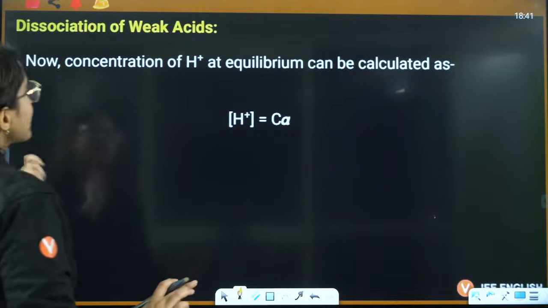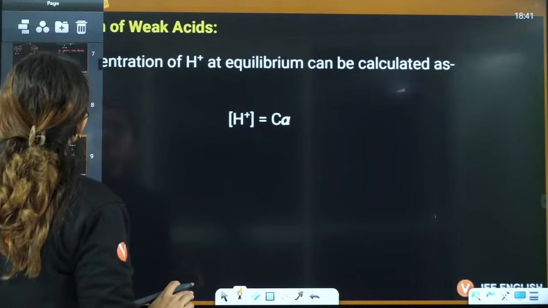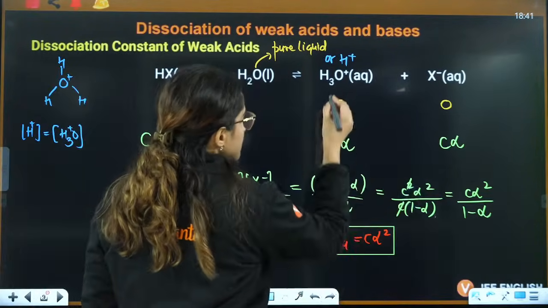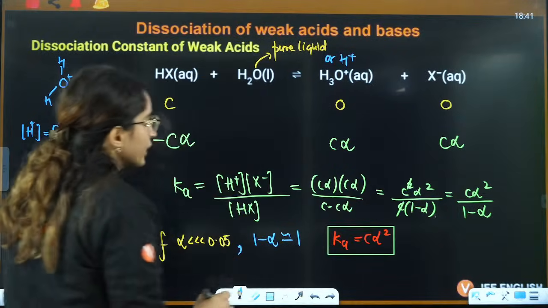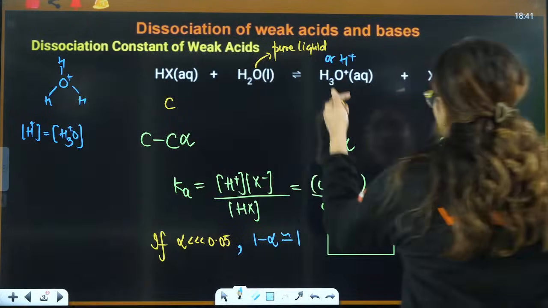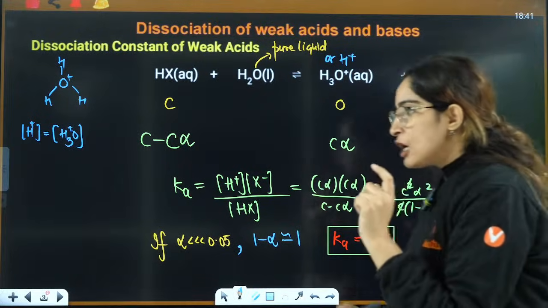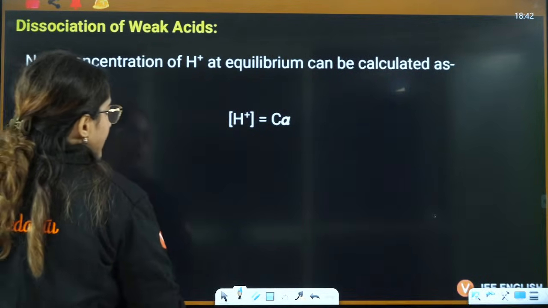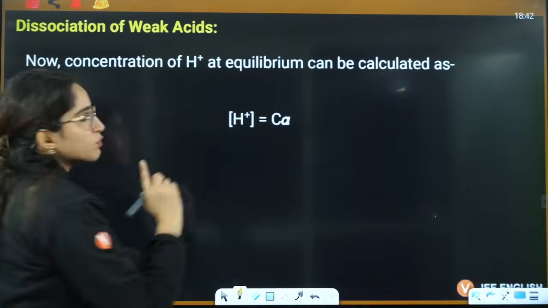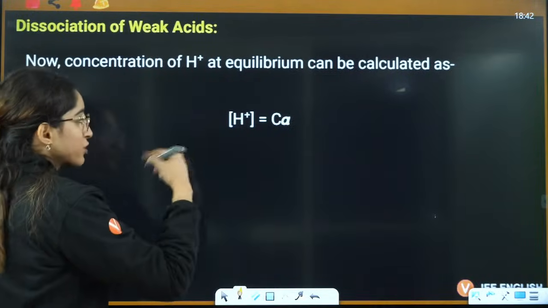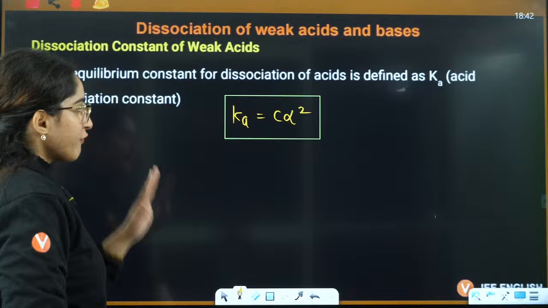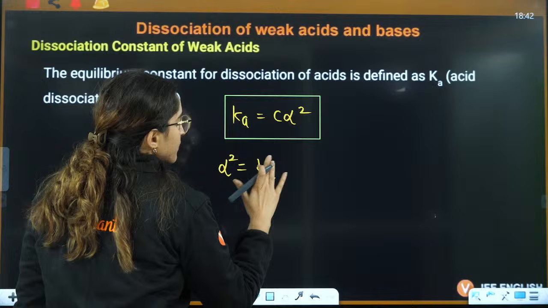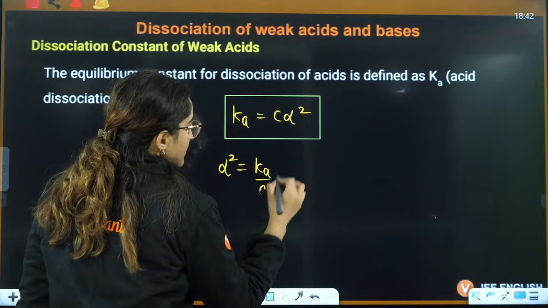Now, next thing is H positive concentration. If you can see this over here, what is the value of the H positive, or the hydronium ion, concentration? That is C alpha, right? So now I'll put the C alpha value here. H positive is equals to C alpha. Alpha I need to calculate, so I'll calculate it from here. Alpha square is equals to Ka by C.